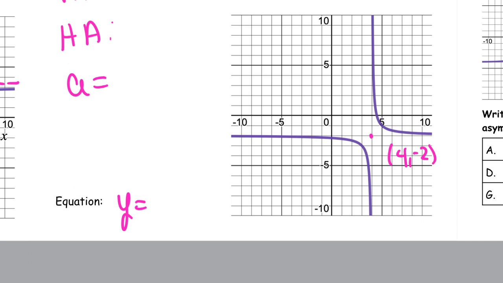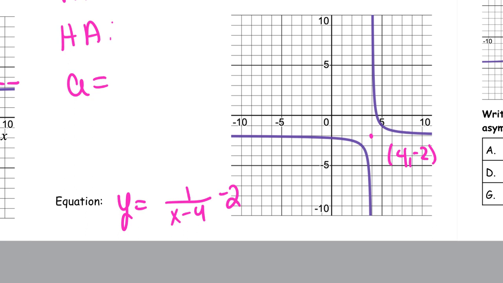So if I were to plot h, k, it's at 4, -2, which means it is shifted right 4 and down 2. My a value when I counted is 1, 1. So if I were to write this, it's 1 over x minus 4, minus 2. Is everybody okay with that?